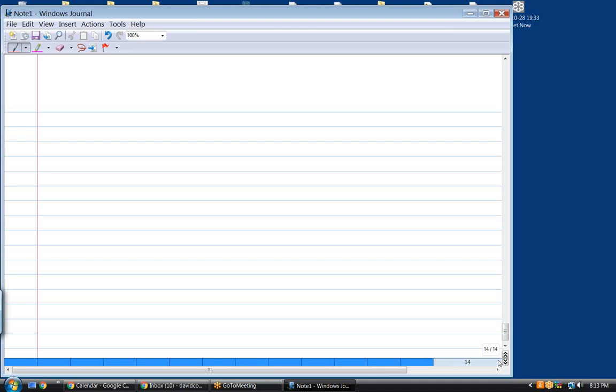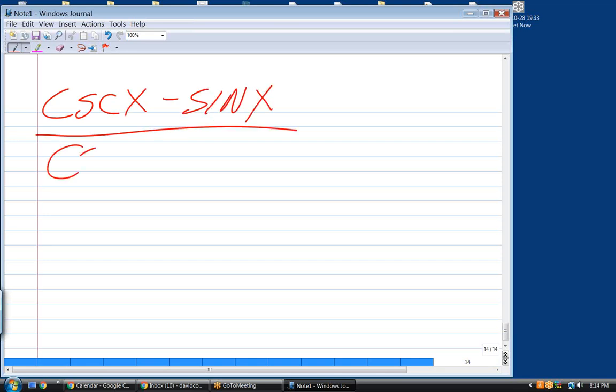All right, Taylor, what else you got? Cosecant x minus sine x over cosecant x equals cosine squared x. Like this? Yes. Okay. So, what did I do to the left side? Did I write the left side correctly?